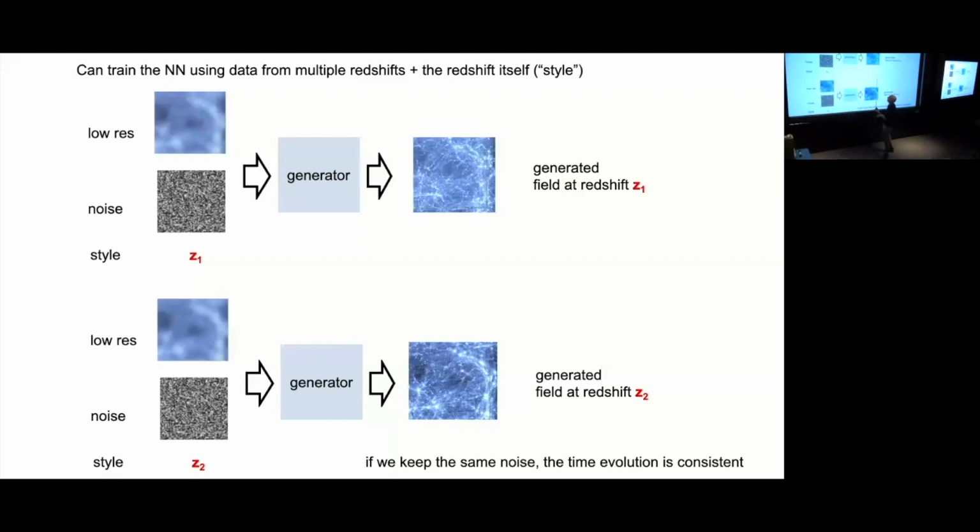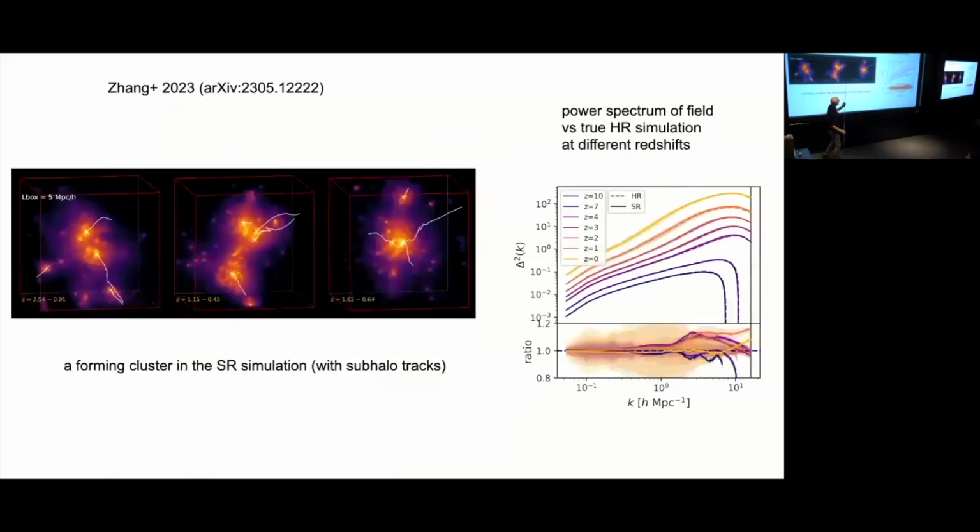And so, for example, here you might have a low resolution simulation plus noise plus the redshift Z1, and here redshift Z2. Here you would get two different redshifts, but if you train on many, many redshifts at once, it turns out that as long as you keep the same noise, the time evolution of the fields is actually consistent. Okay, and so this is some work by Xiaowen Zhang, who's here.